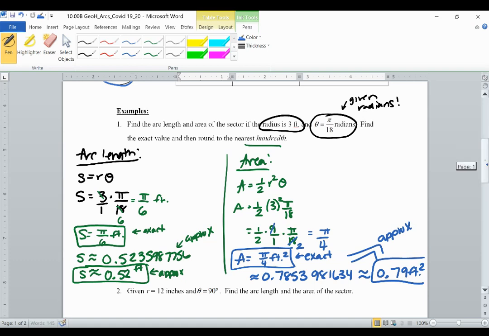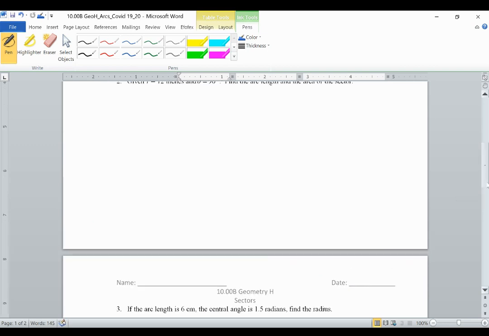And that's it. Now, number 2 will get a little bit harder because this one we're given r equals 12 inches. So our radius is 12 inches and theta is equal to 90 degrees.